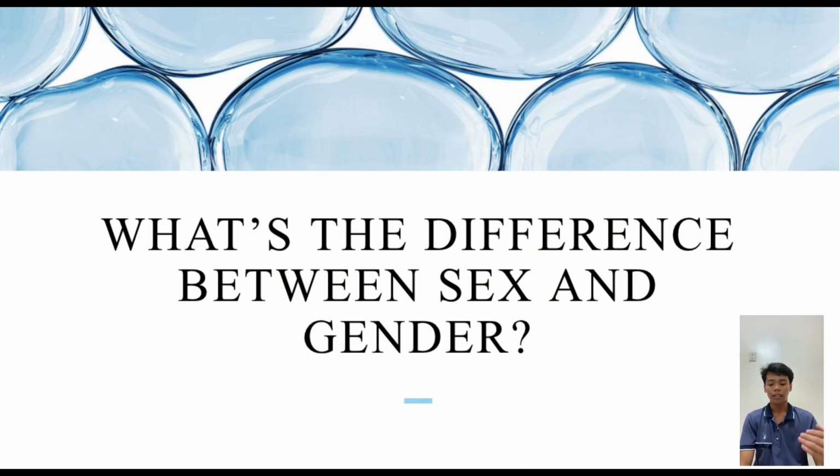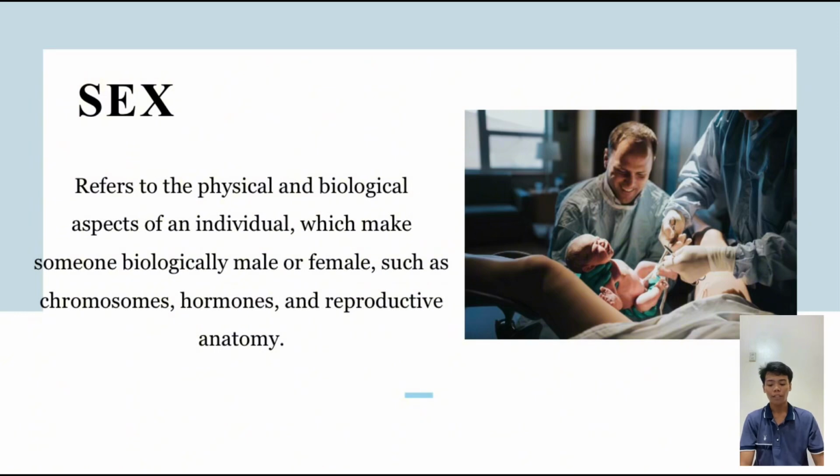Okay, defining sex. Sex refers to the physical and biological aspects of an individual, which make someone biologically male or female, such as chromosomes, hormones, and reproductive anatomy. From its definition itself, it refers to the physical and biological aspect. For example, if you are born with a penis, basically you're a male. And if you're born with a vagina, then basically you're a female. And sometimes it is based on hormones and reproductive anatomy, just like what I mentioned, the penis, the vagina.